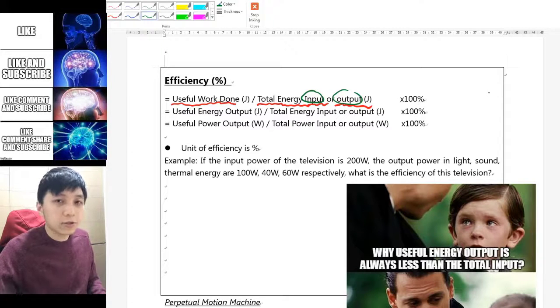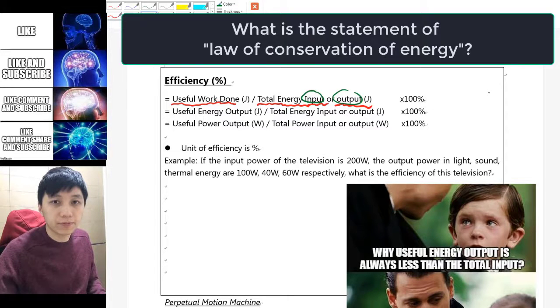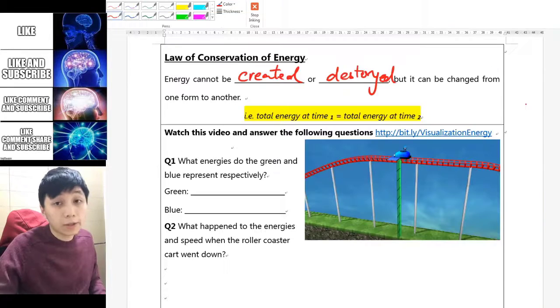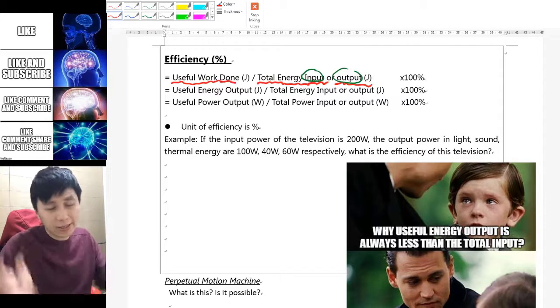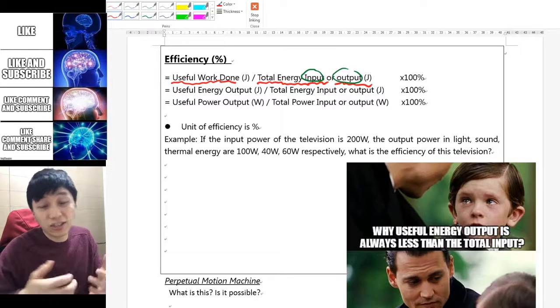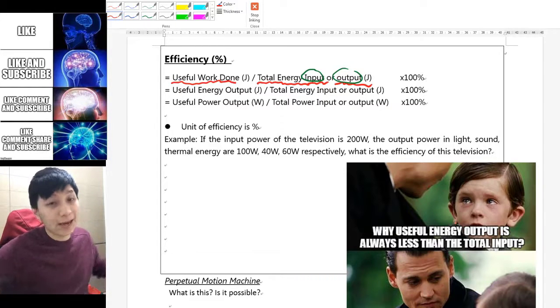If you don't understand why, try to recall the law of conservation of energy first. Can you now recall the statement that we have learned? The statement is that energy cannot be created or destroyed, but it can change from one form to another. So no matter what happens, how much you input in total in a system will eventually be the total energy that you output in different forms added together.